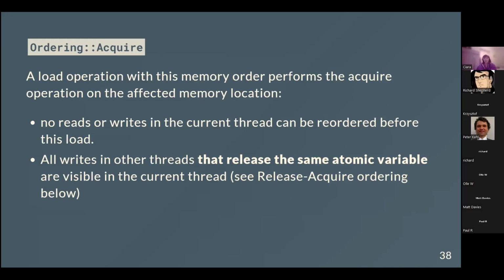And it means that all writes in other threads that release the same atomic variable are visible in the current thread. So if thread 1 has modified X with release, then thread 2 that gets it with acquire will definitely pick up that change if it's happened before it. But that wouldn't be true if you hadn't set one to release and one to acquire. They have to be there as a pair, otherwise your guarantees are lost.